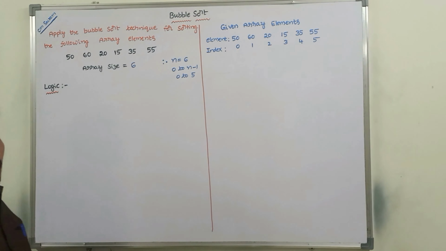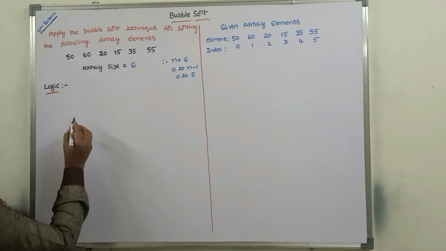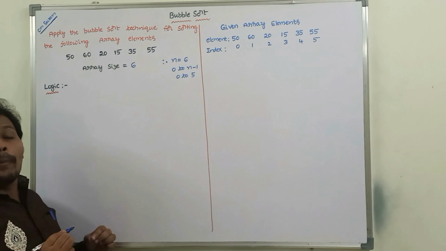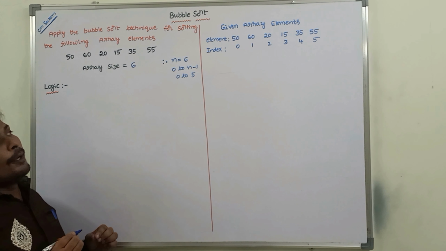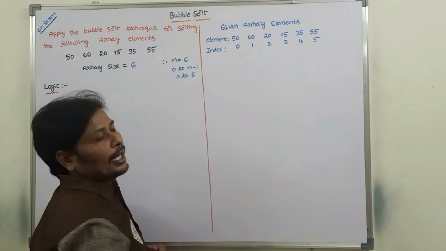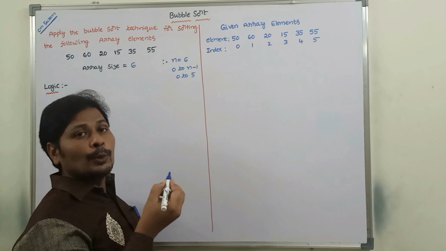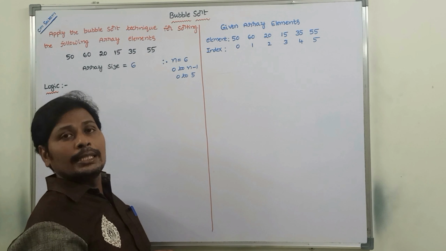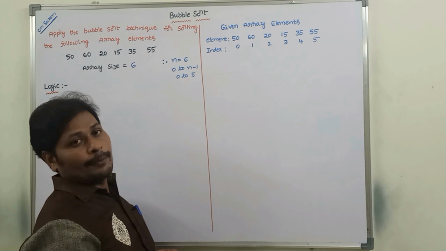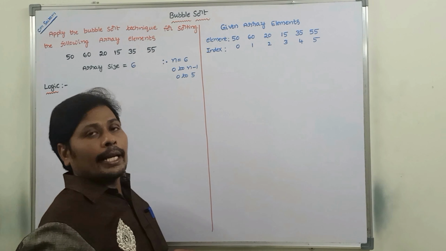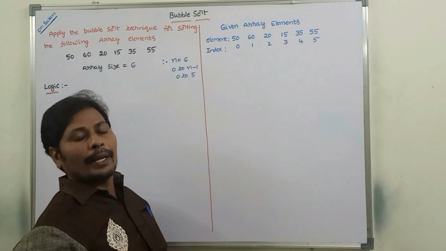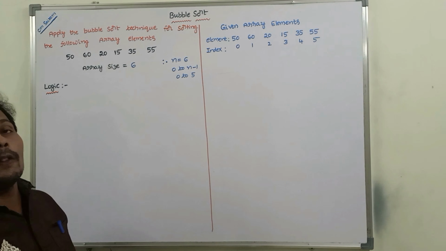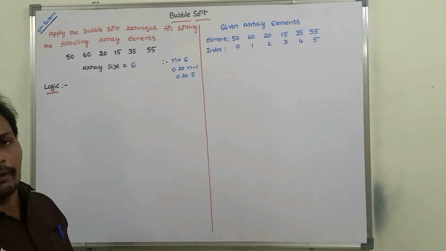Now first of all we have to write the logic. In the bubble sort technique, we always compare the adjacent elements. For example, 50 and 60 are adjacent elements. We have to compare them. If they are already in sorted order, we do not do anything. Suppose they are not in sorted order, we have to put them in sorted order. This procedure is continued until all the array elements are in sorted order.